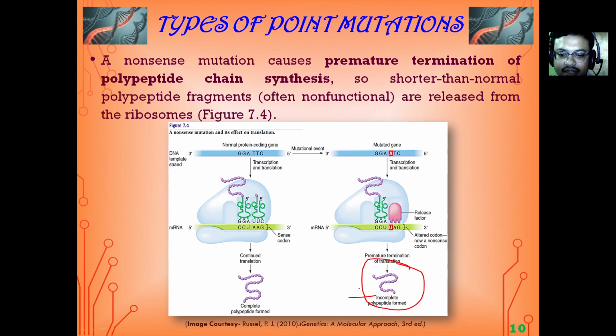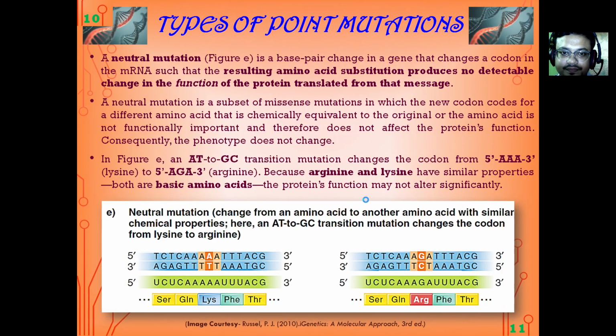So, as a result of this nonsense mutation, a premature termination of translation will take place. Thus, an incomplete polypeptide will be formed, because when there is a sense codon, the corresponding tRNA carrying that new amino acid will be entering into the A site. But when this sense codon gets changed into a stop codon, like here, the release factor will come and it will result in the premature termination of the translation.